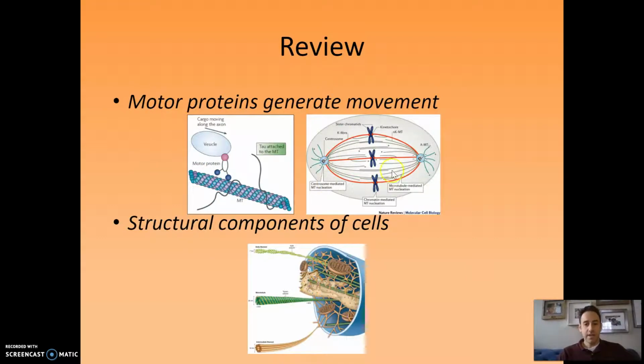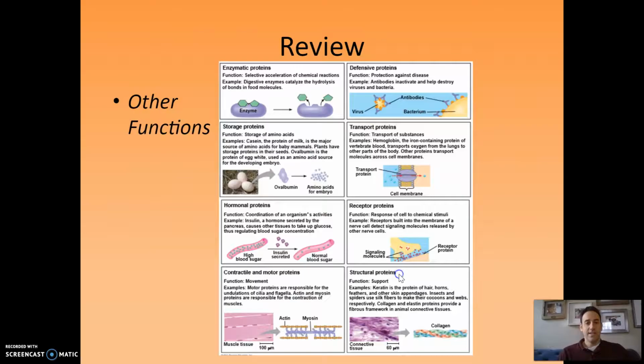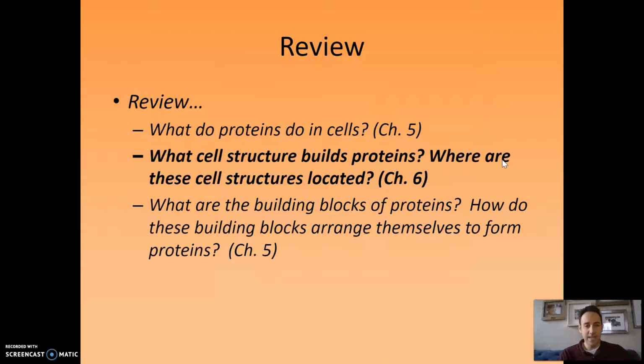The spindle in mitosis and meiosis, those are proteins. We found that there are structural components of cells. So again, the cytoskeleton that gives support and shape to the cell, that is protein. And then we saw all sorts of other things. We saw a role for them as receptors in cell signaling, and all sorts of other things. So proteins do a lot. That's the bottom line. They do a lot.